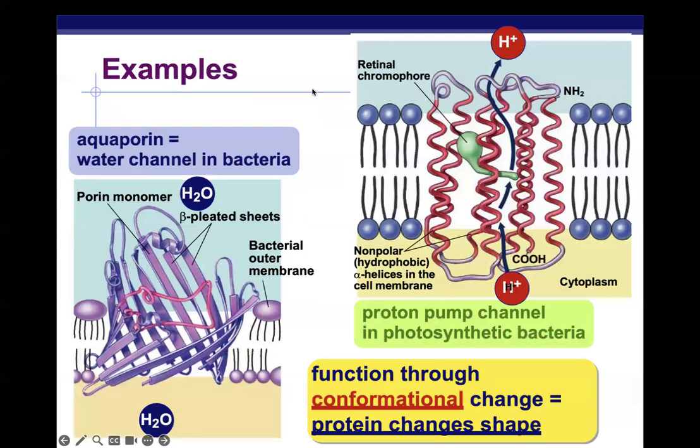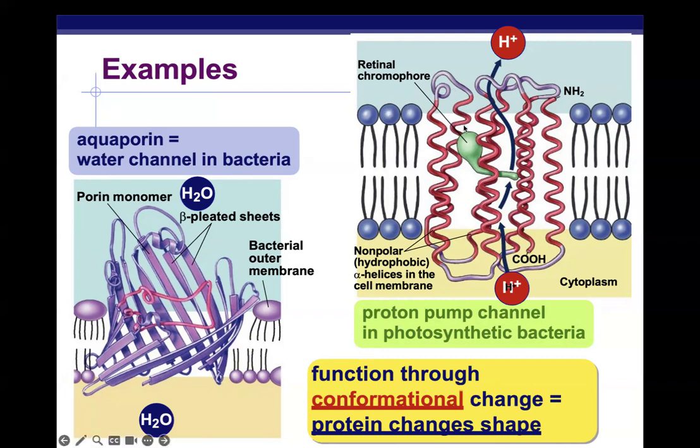Now, here are some different examples of protein channels. Aquaporins are water-specific channels in bacteria and other types of cells that facilitate the movement of water into and out of the cell. Now, water is a very small molecule, but it's also very polar, so it sometimes can be difficult for it to move in and out of the cell in the quantity and rate that we would like.